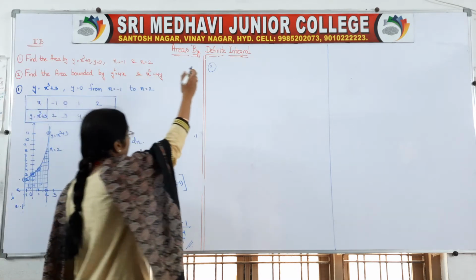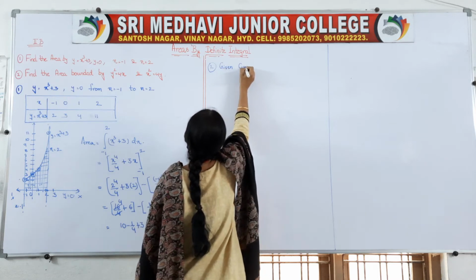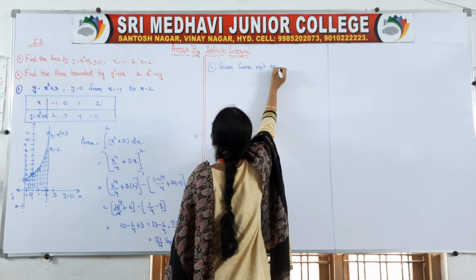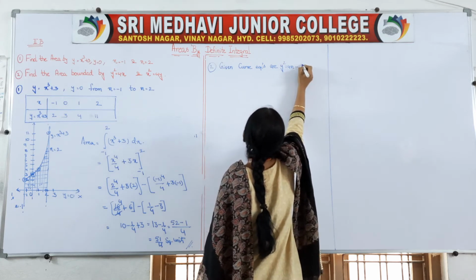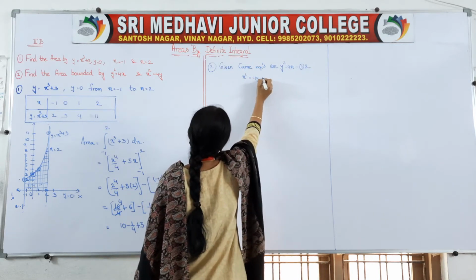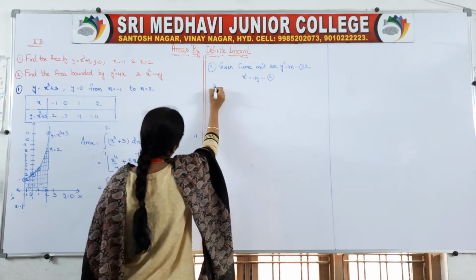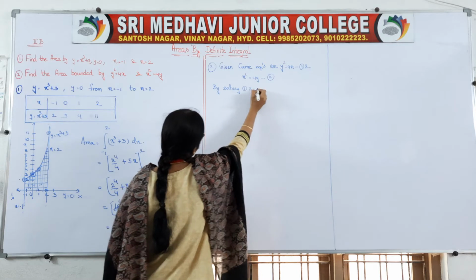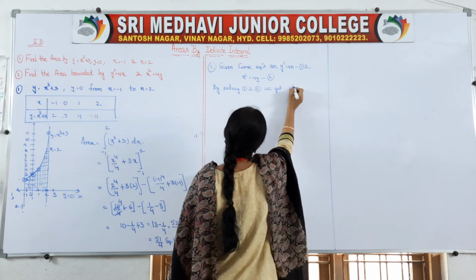Okay, so come on, write down the given curve equations. What are the curve equations? y square is equal to 4x, you consider that as 1, and next it is x square is equal to 4y, that is 2. Okay, by solving 1 and 2, we get the point of intersection, isn't it?